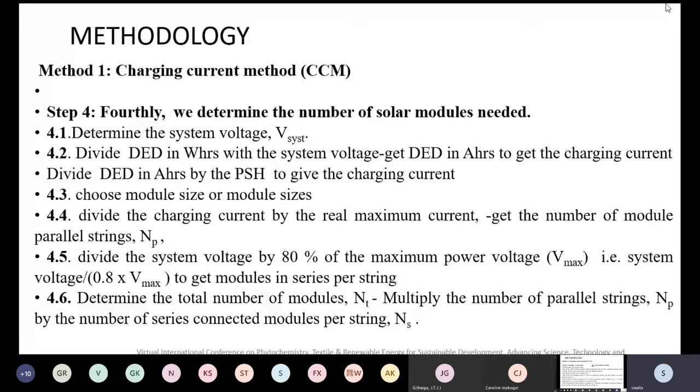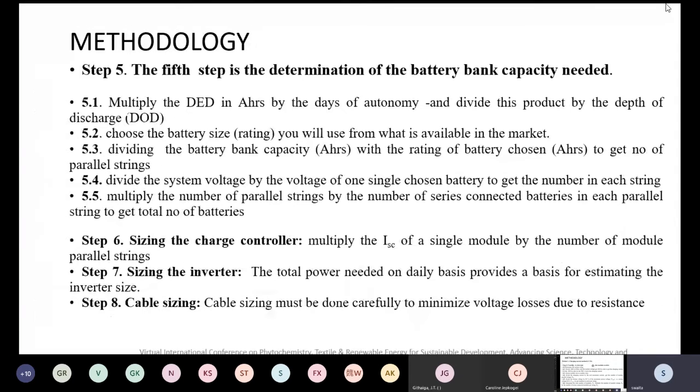So when you combine step 4.5 and 4.4, then you get the total number of modules in the system. That is, how many are in series and how many strings there are that have those number of panels or modules in series. You get the total number of panels you need. So, ladies and gentlemen, you got step number 5, and now we are through the panel.